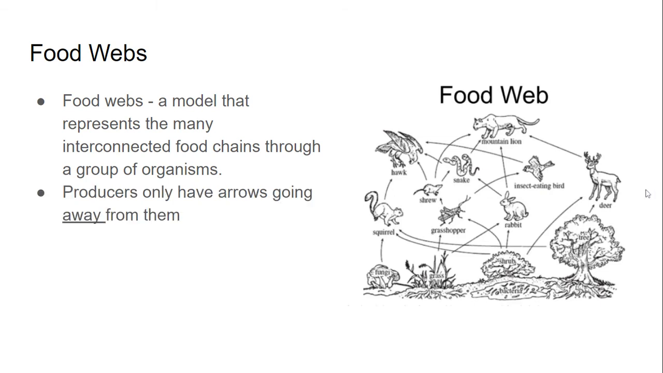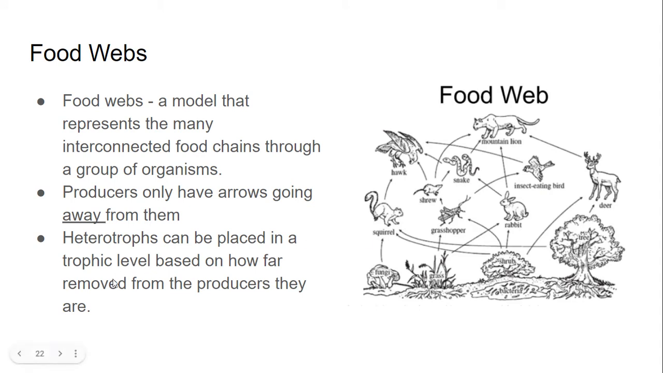So in a food web, the producers only have arrows going away from them. So these things down here, the fungi, grass, shrub, and tree, you can see the arrows are all going away from them, right? Because their energy is actually being transferred to these other organisms. So this fungus, for example, when the squirrel eats the fungus, the energy is going towards the squirrel. Same thing with all of these. Wherever that arrow is pointing, the energy is going towards that specific creature.